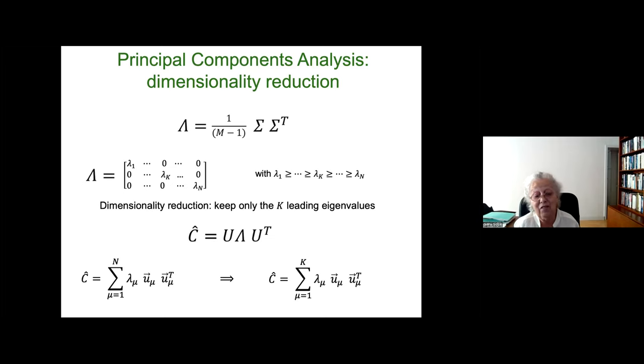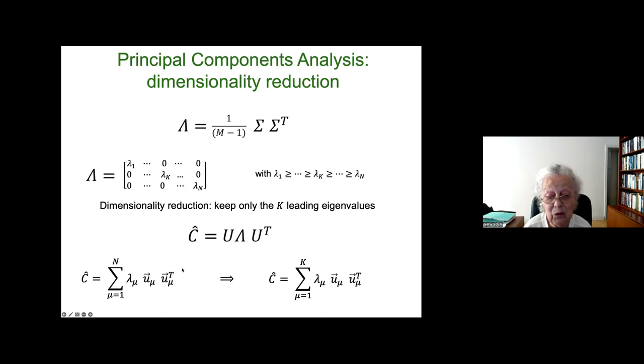But because the eigenvalues are now ordered, I can decide not to keep all of them. If I keep all of them, this is an identity. This is not an approximation. I haven't done any dimensionality reduction. I'm still staying in the n-dimensional space. I'm keeping my n-dimensional basis given by the n eigenvectors, and I'm just decomposing the matrix in what is called a spectral decomposition, in this sum of contributions, each one of them associated with one of the eigenvectors and weighted by the corresponding eigenvalue.